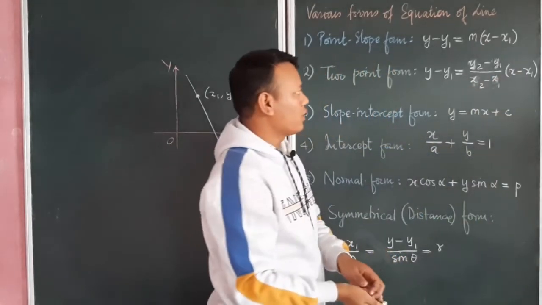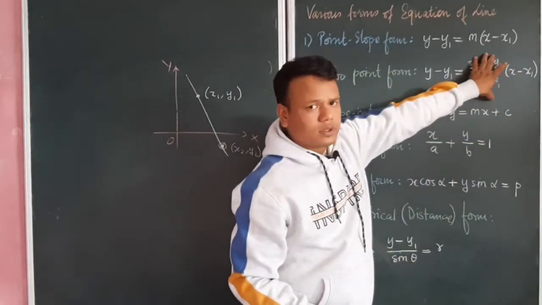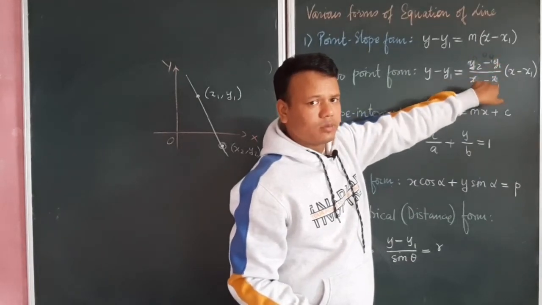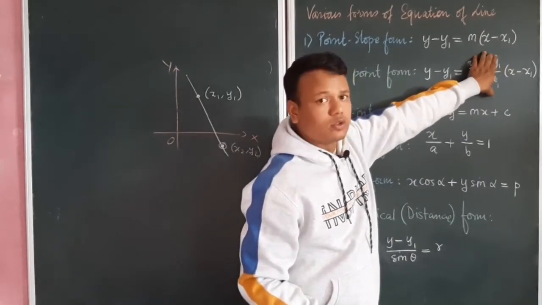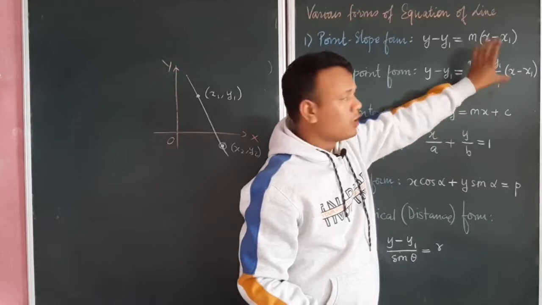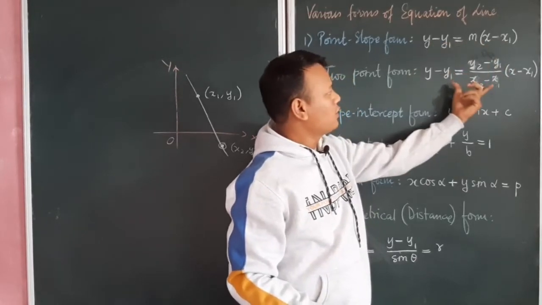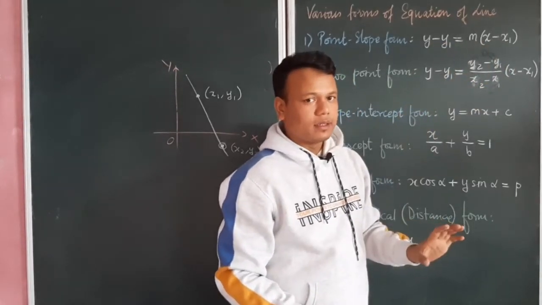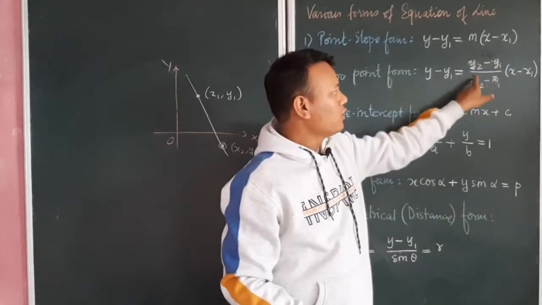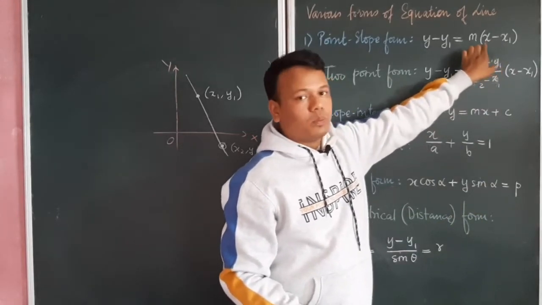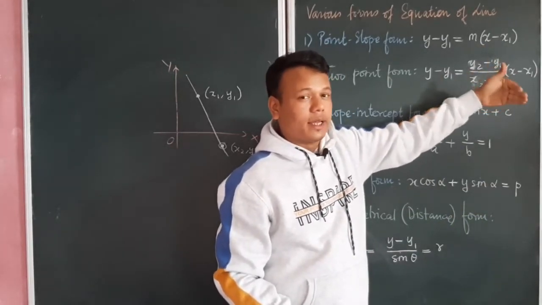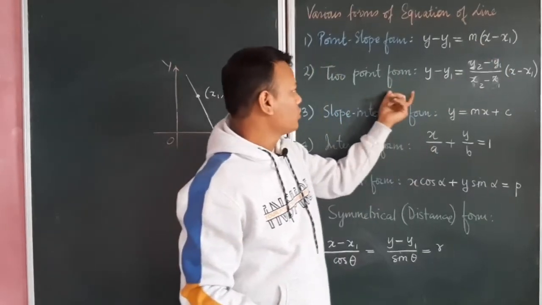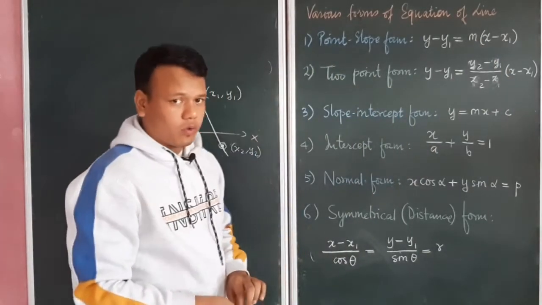Now if you see carefully, what is this y2 minus y1 whole divided by x2 minus x1? This also gives you the slope of the line, isn't it? So basically this equation and this equation both are equivalent. The only thing is, here instead of slope we are writing the points themselves, x1 y1 and x2 y2. So this is the equation of a line in 2-point form.